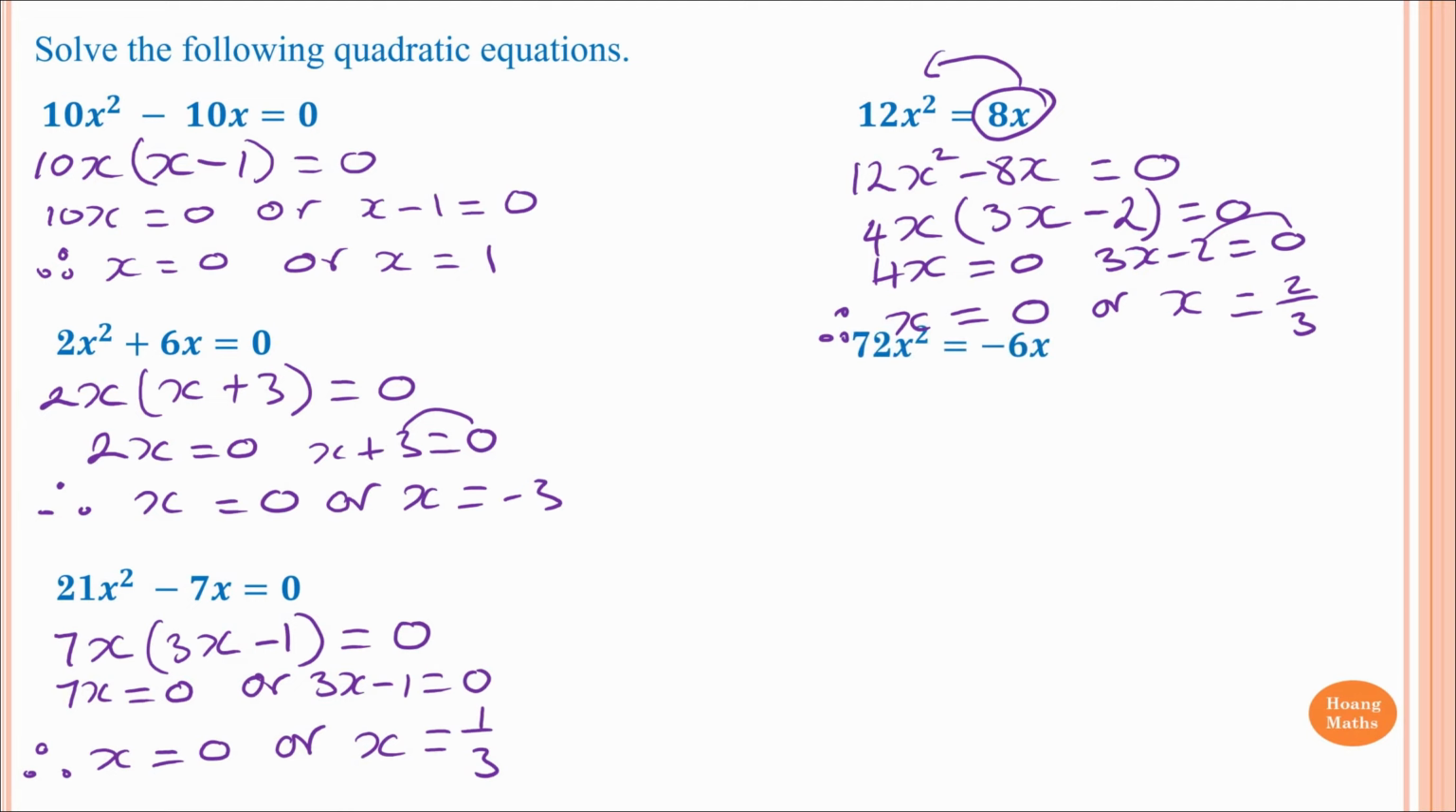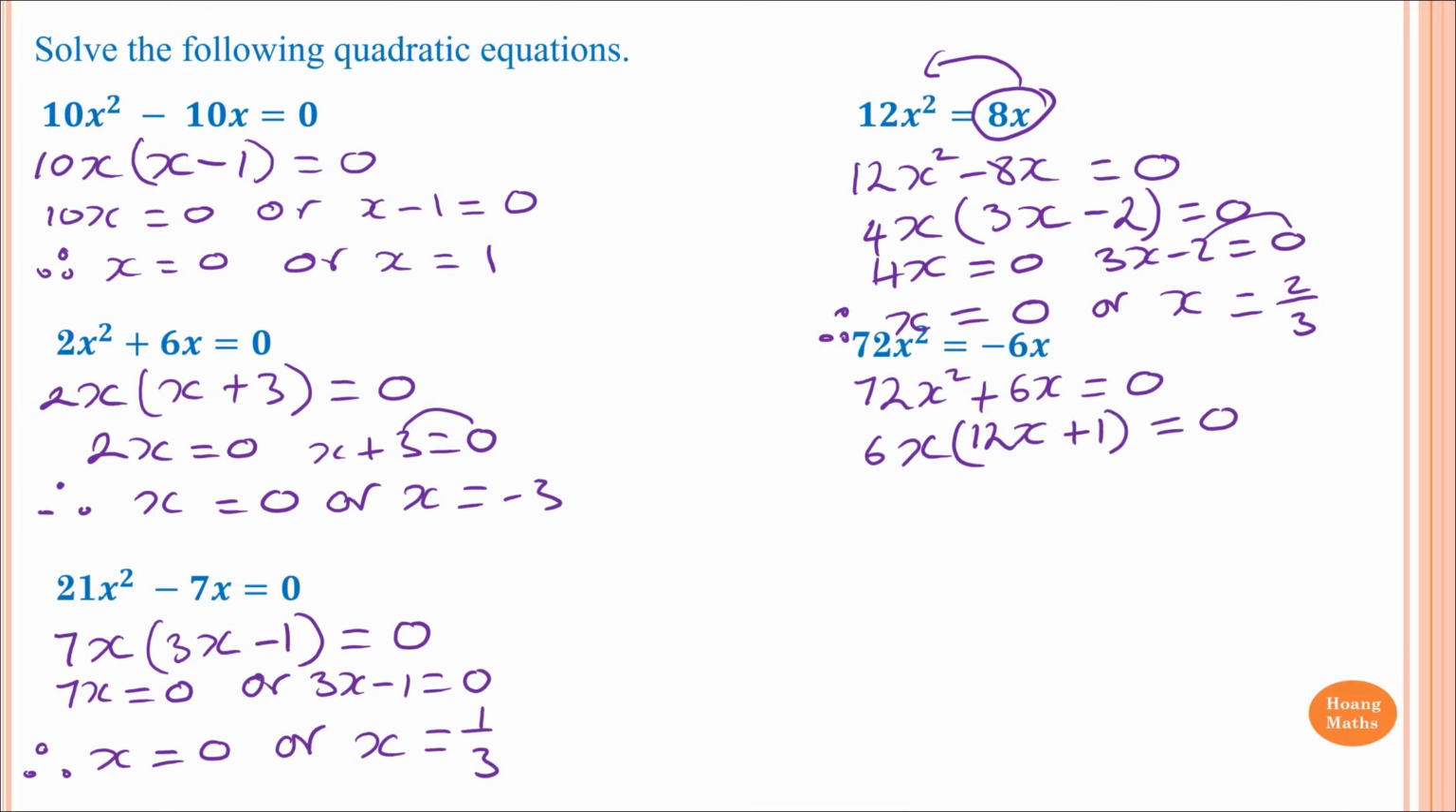Next one. 72x squared is equal to negative 6x. So I need to move the minus 6x to the left first. So it becomes positive. So this becomes 72x squared plus 6x is equal to 0. So I take the 6 out because of 72 and 6. So 6 is a common factor. And x squared and x, so it is x. So I take that out. Now 72 divided by 6 is 12. So we write 12 down. And then x squared divided by x is x. So that becomes 12x. So 6x divided by 6x is 1.